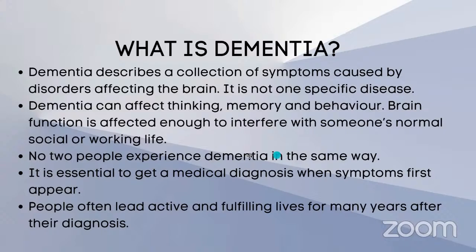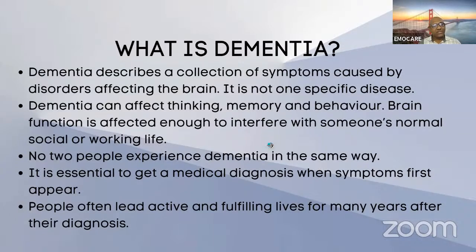No two people experience dementia in the same way, so it will differ. It is essential to get a medical diagnosis when symptoms first appear. When people get old and start forgetting, a medical diagnosis is advised immediately, along with brain-stimulating exercises that we can give them. People often lead active and fulfilling lives for many years after their diagnosis. It will not interfere more, but it will have an effect on their day-to-day activities.